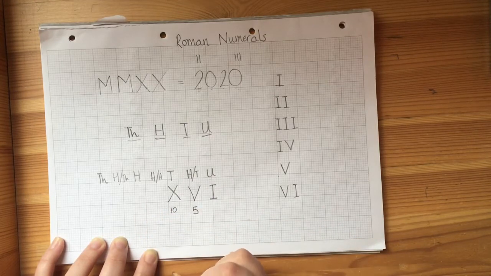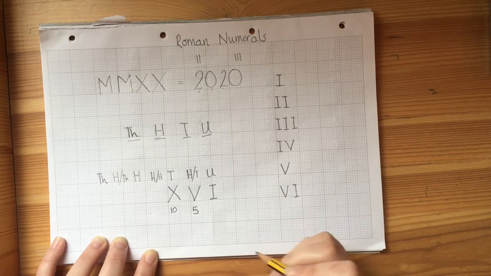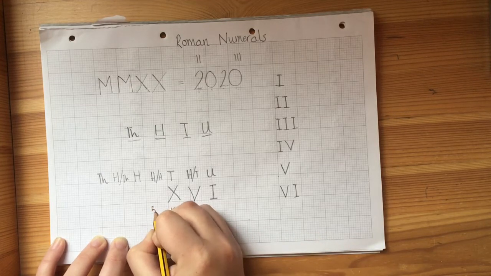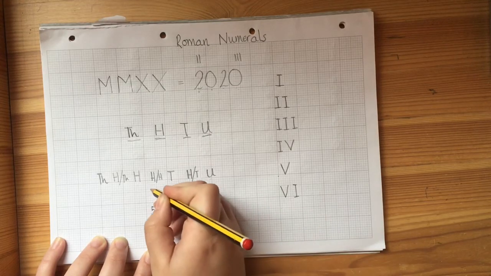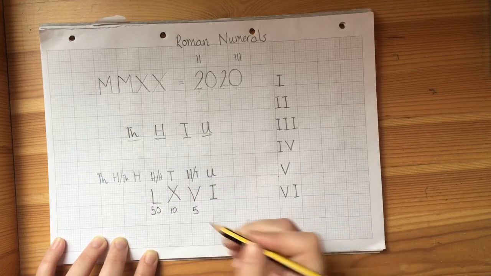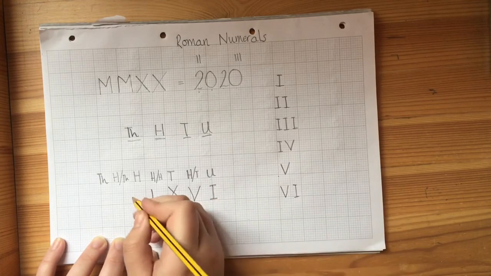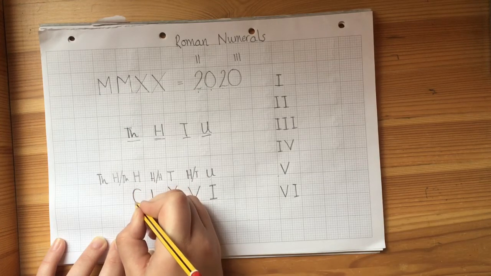Half of 100, if anyone knows that, see if you can think of it, is 50. Good job if you said it. Half of 100 is 50, so their half hundred, they write as L, so 50 is L. Their 100 is C.